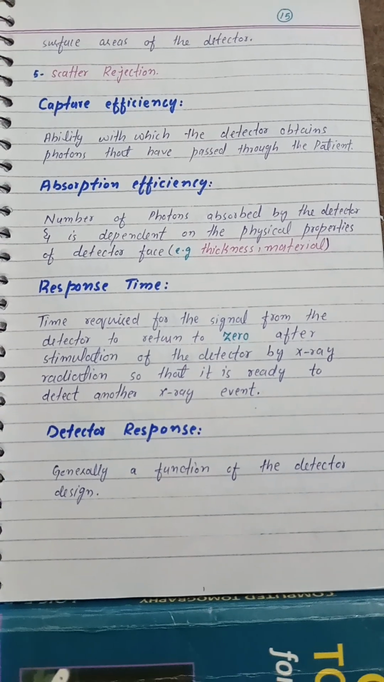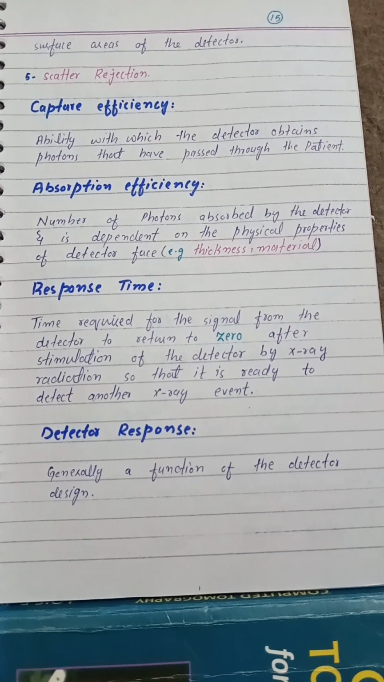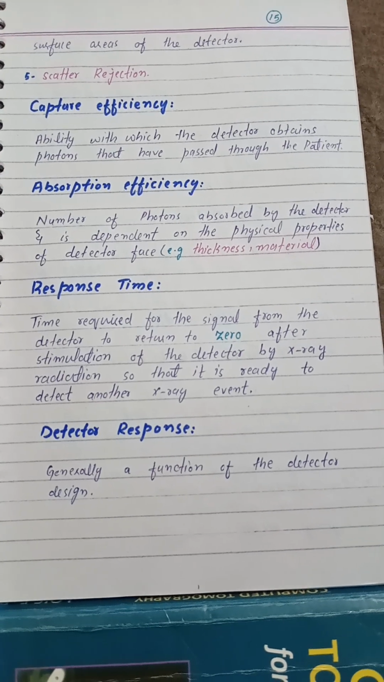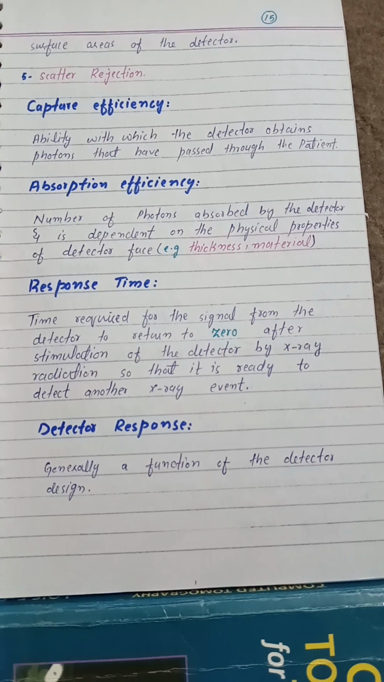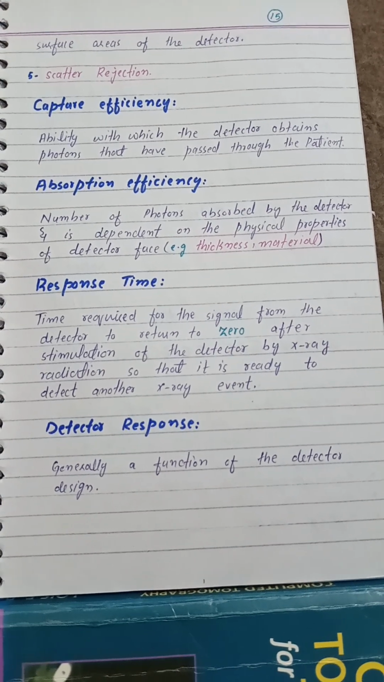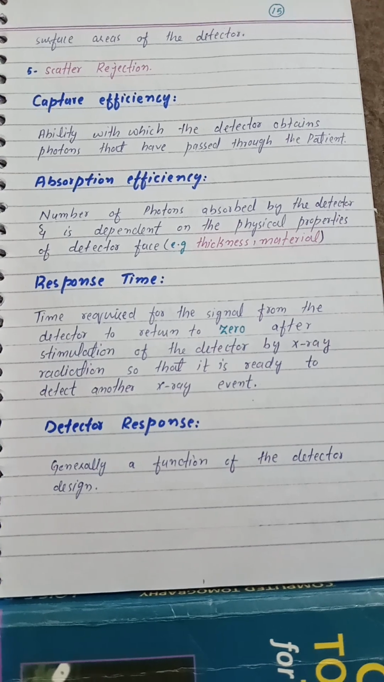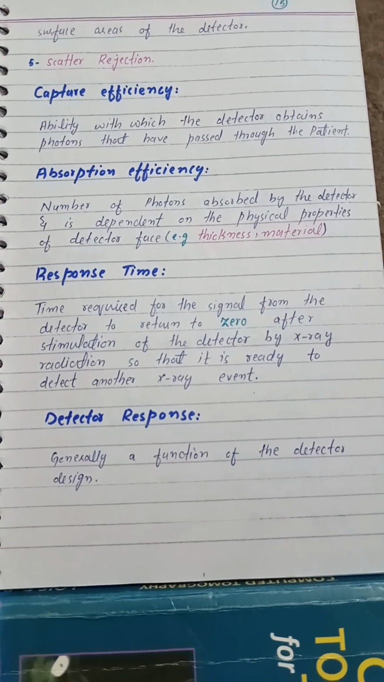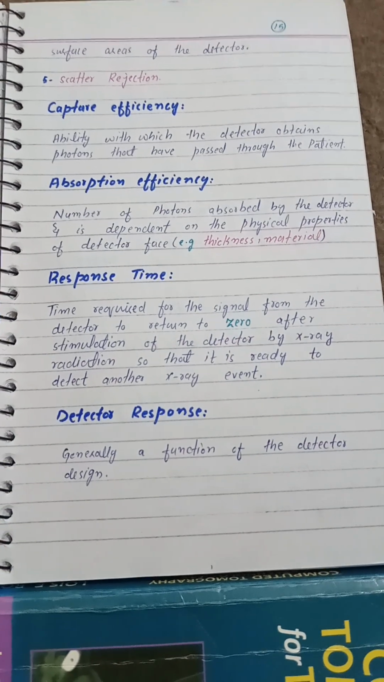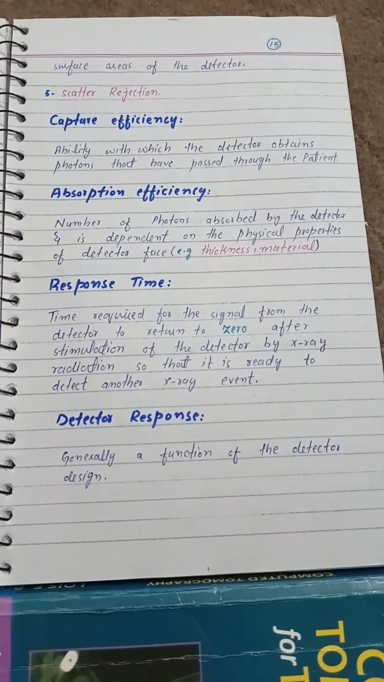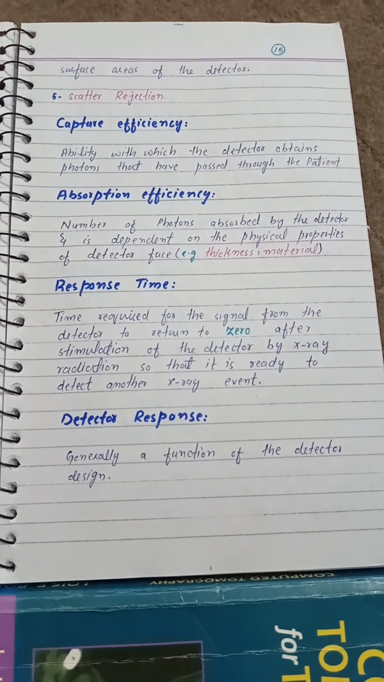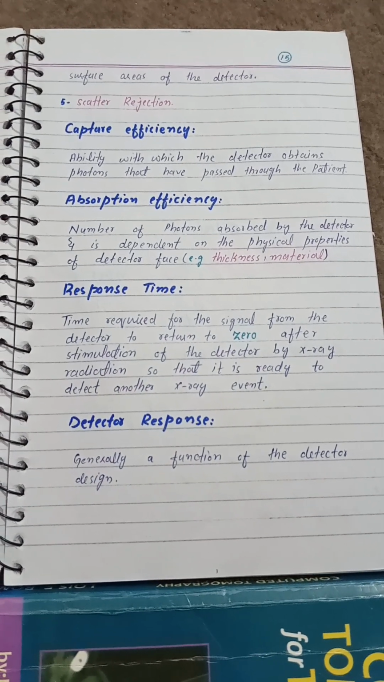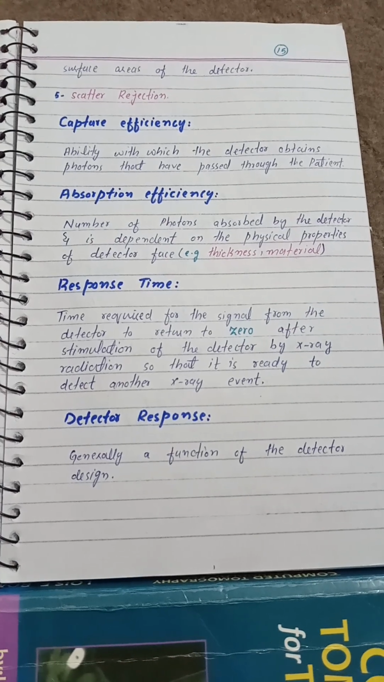Capture efficiency: the ability with which the detector obtains photons that have passed through the patient. Absorption efficiency: the number of photons absorbed by the detector, dependent on the physical properties of the detector face, for example thickness and material. Response time: the time required for the signal from the detector to return to zero after stimulation of the detector by X-ray radiation, so that it is ready to detect another X-ray event. Detector response is generally a function of the detector design.